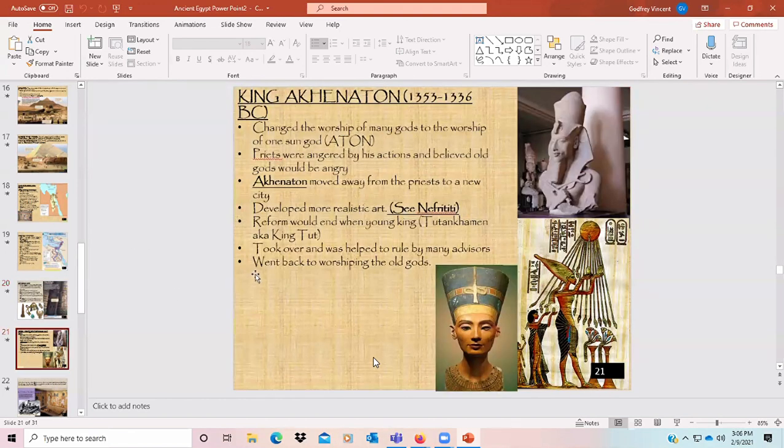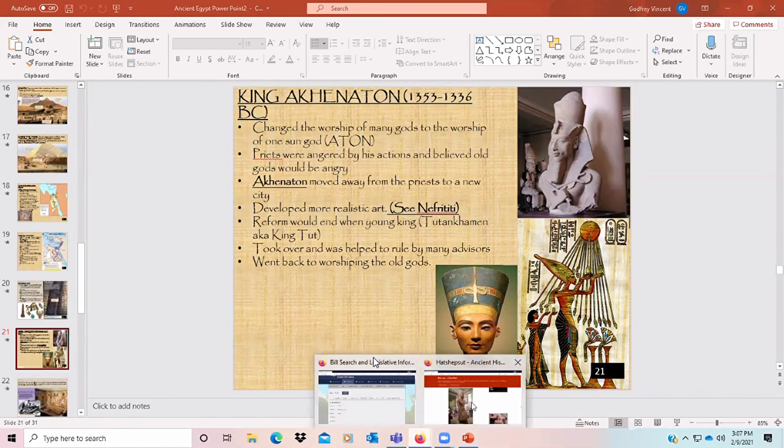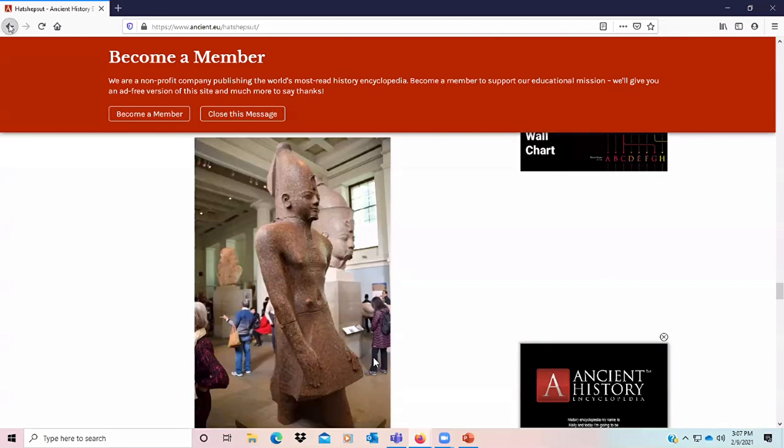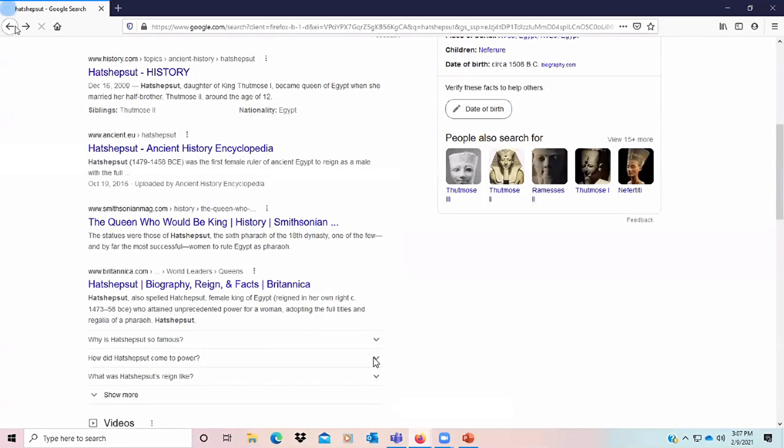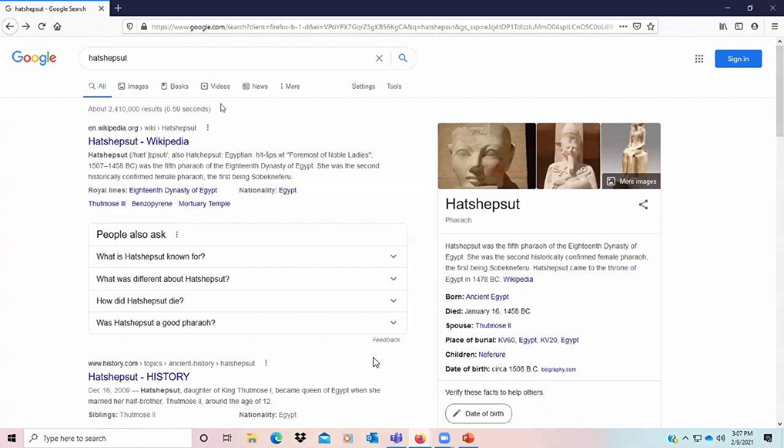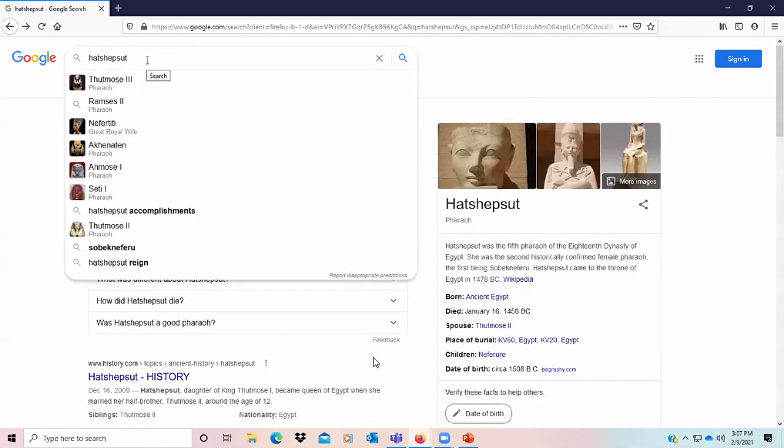Again, we're going to meet another queen, another pharaoh, a woman again, Nefertiti. She becomes, so this is Nefertiti. Is she real? How real is Nefertiti? Did she exist?